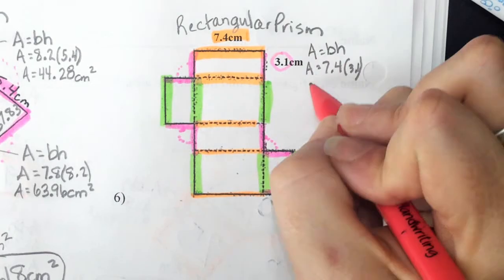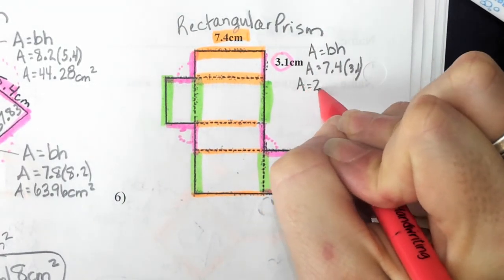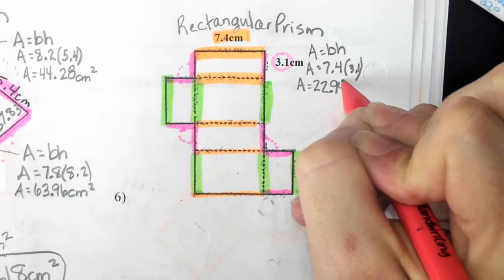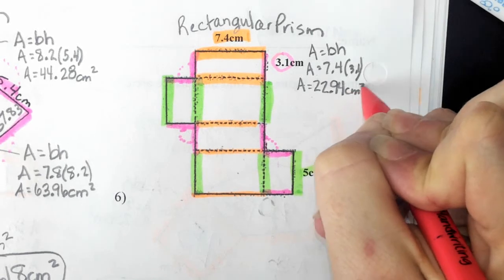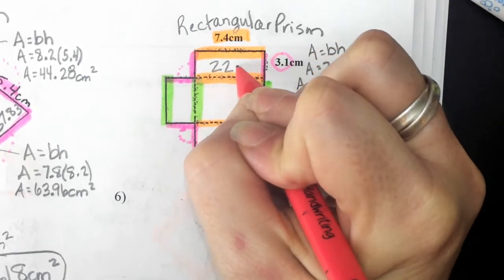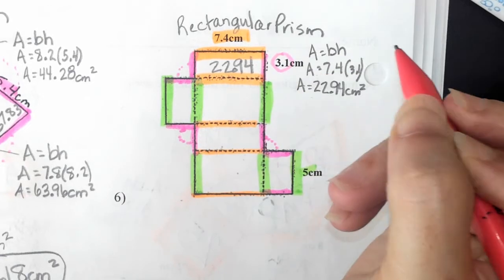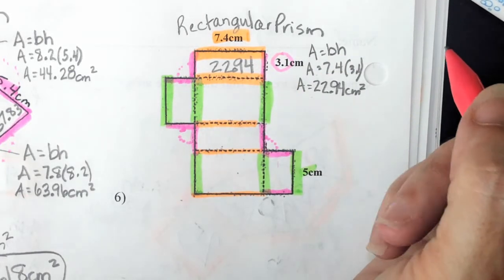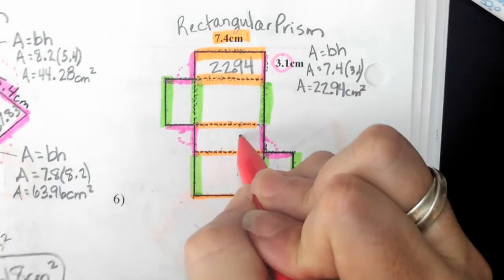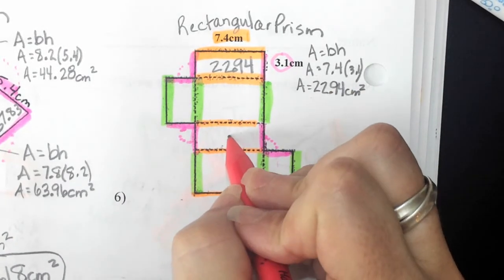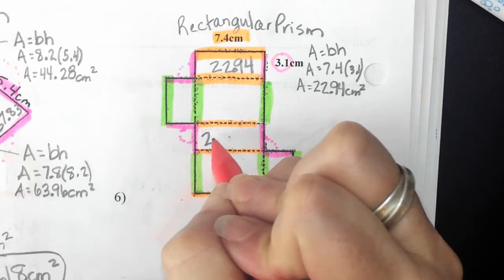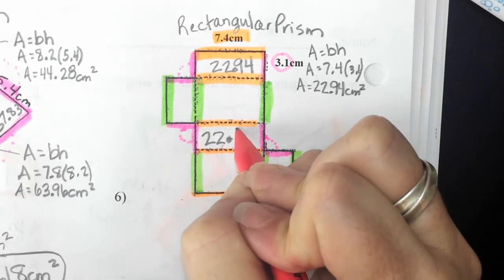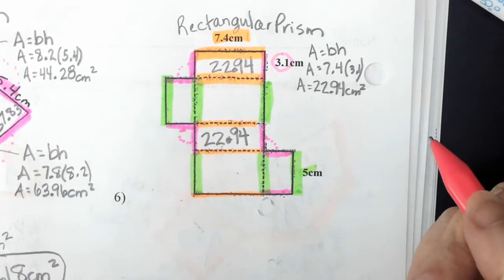You got 22.94. Okay, and that is orange and pink. Orange and pink. I look down here. This box is orange and pink. It is a 7 by 3.1. So it is also 22.94.